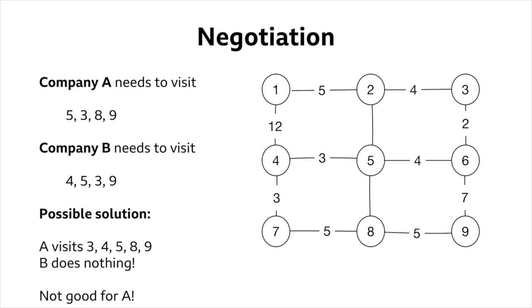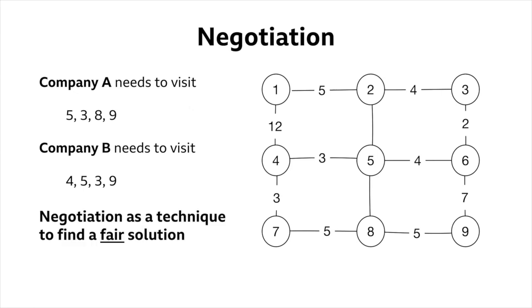But there are other solutions as well. Another solution is that company A visits all of the locations, right? This is great for company B, but that's not very good for company A. So how do we find that reallocation of tasks amongst those two agents? And the technique that's used in multi-agent systems for doing this is called negotiation.